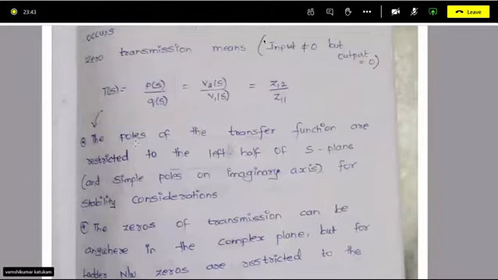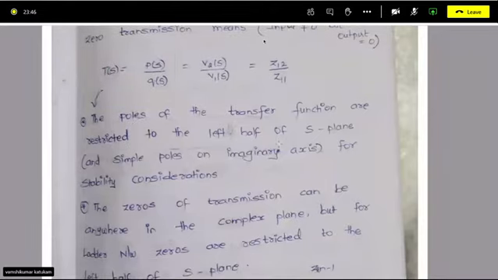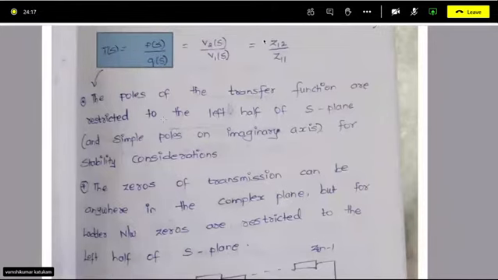The poles of the transfer function are restricted to the left half of the S plane, and these are simple poles on the imaginary axis, for stability consideration. This we have seen. The poles of the system should be in the left half of the S plane, and if they are present on the imaginary axis, they should be simple poles, for the stability of the network. That is applicable to this transfer function also.